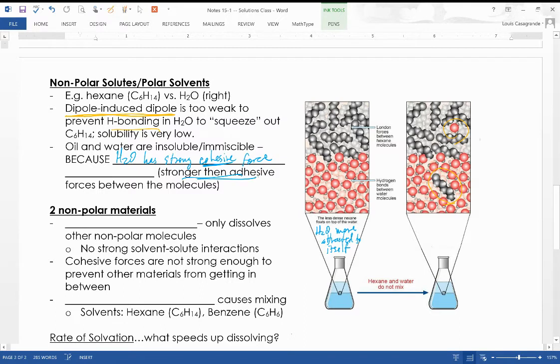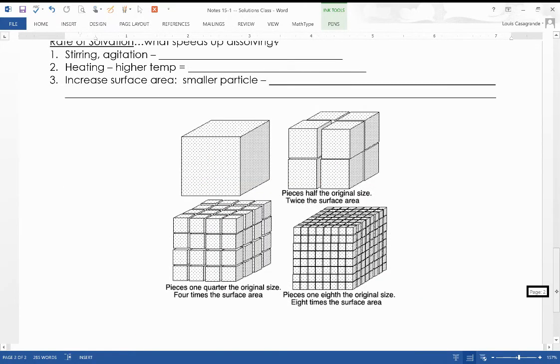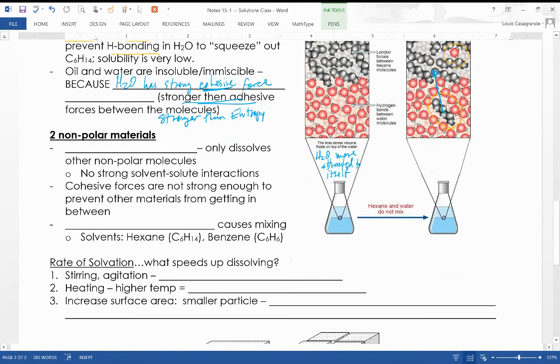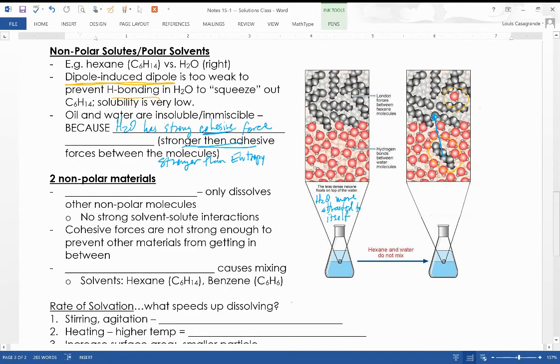Those forces are stronger than the adhesive forces between the molecules, and stronger than entropy. So it overcomes the effect of entropy as well. Those strong cohesive forces are going to take that hexane molecule and push it out. And that lone water molecule is eventually going to sense the other water molecules and come back together.